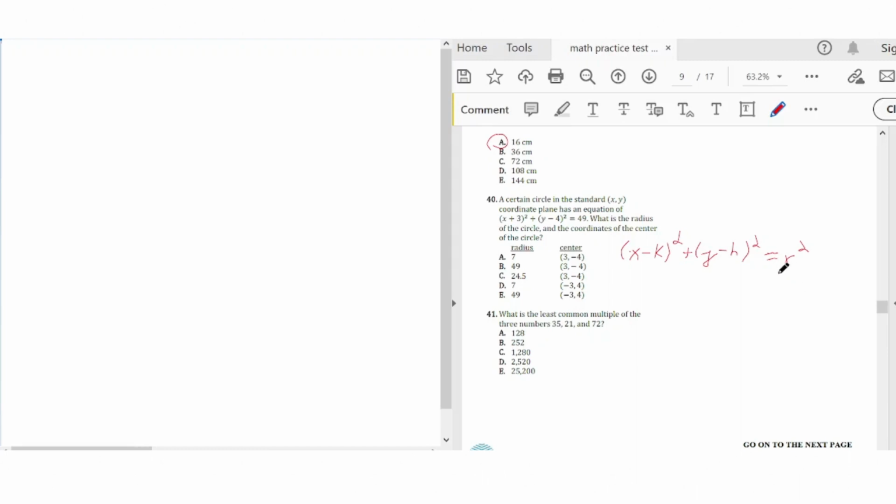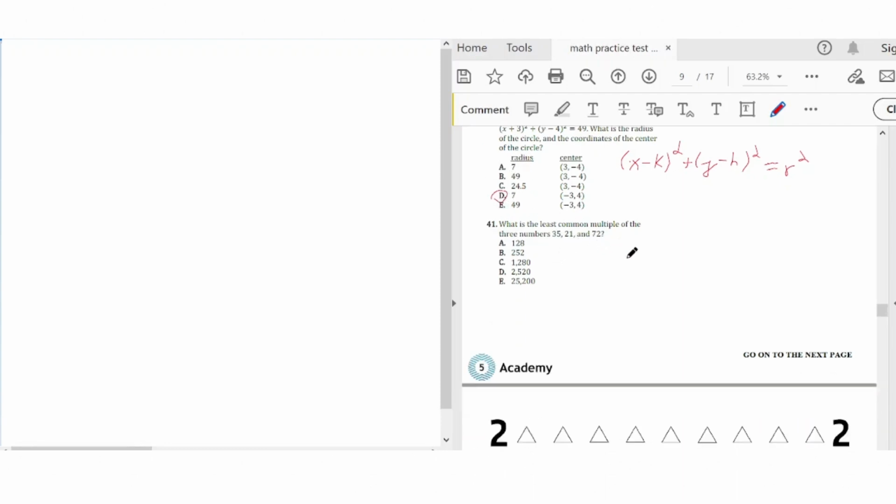So looking at this, we know that the radius is squared, so we have to find the square root of the number at the right hand side of the equal sign to figure out the radius. The square root of 49 is 7. So we know that the answer is either A or D. Now notice that we are subtracting the coordinates of the center from x and y. So we're going to have to flip the signs of the numbers here to figure out the coordinates of the center. So the coordinates are going to be -3 and +4. Therefore, D is our answer. Got the radius of 7 and the center of -3, 4.